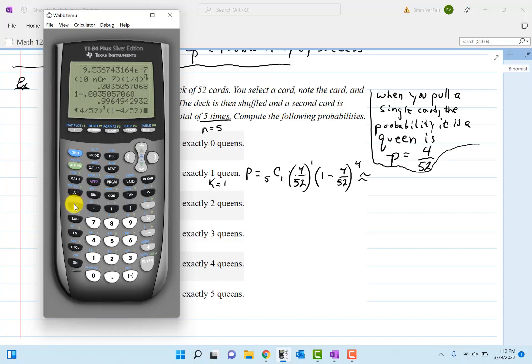And that's raised to the 4th power. Hit enter. So 2792.